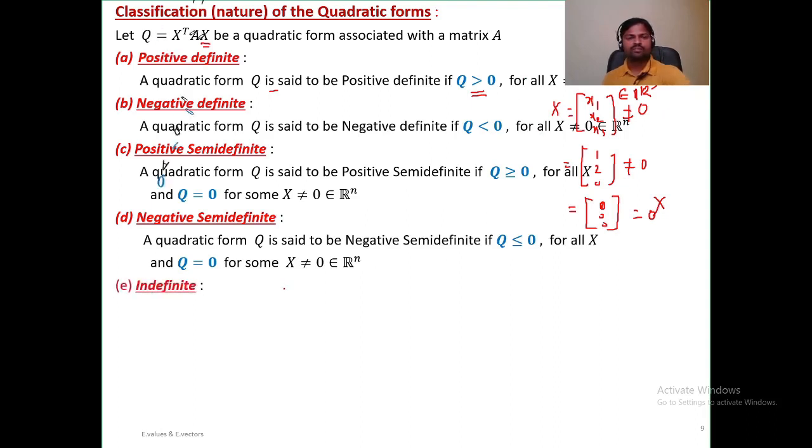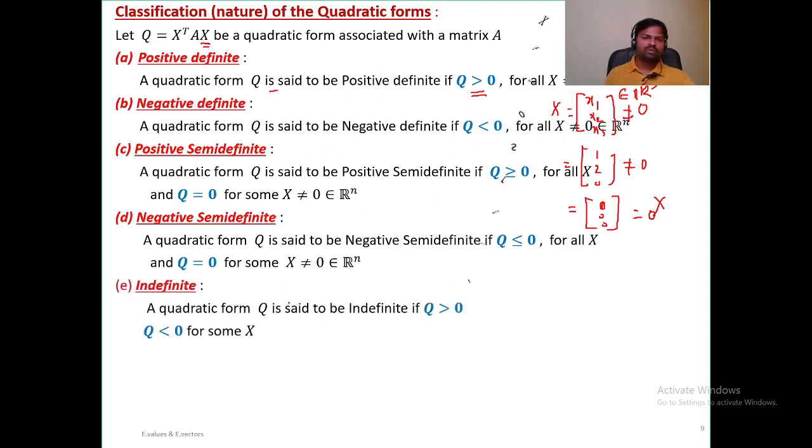Next, indefinite. A quadratic form Q is said to be indefinite if Q is more than 0 for some x and Q is less than 0 for some x. That means it is taking both positive values and negative values. Then such an expression Q is said to be indefinite. So all these are the 5 classifications. First one is positive definite, next negative definite, positive semi-definite, negative semi-definite and indefinite.